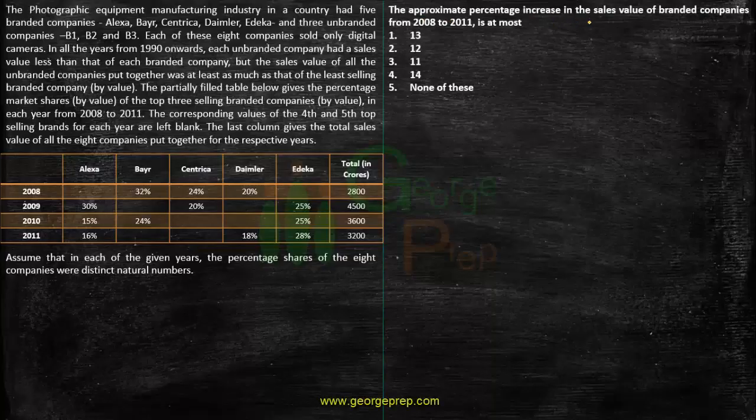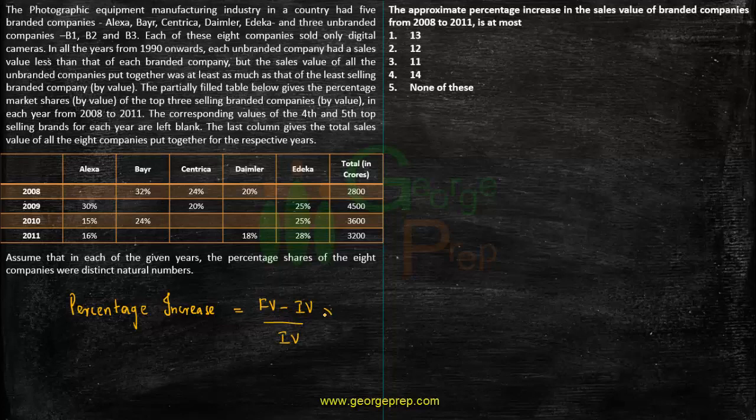The approximate percentage increase in the sales value of branded companies from 2008 to 2011 is at most. The question is asking for percentage increase. Now, how do we calculate percentage increase? Percentage increase is calculated as (final value minus initial value) by initial value into 100, which can be written as (final value by initial value minus 1) into 100.